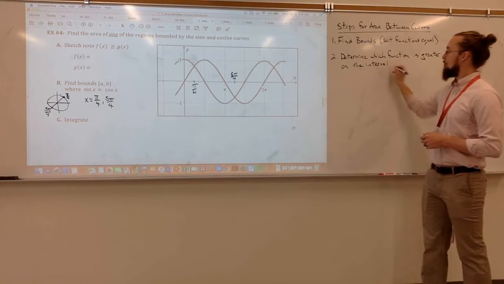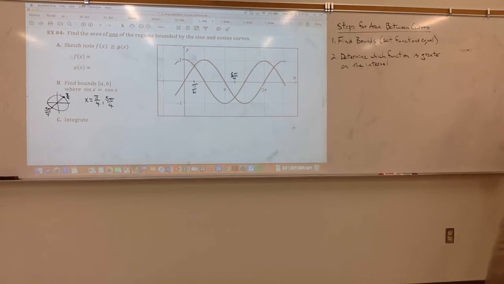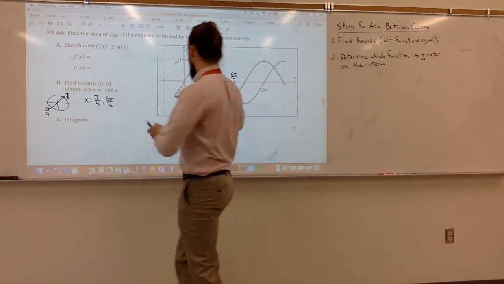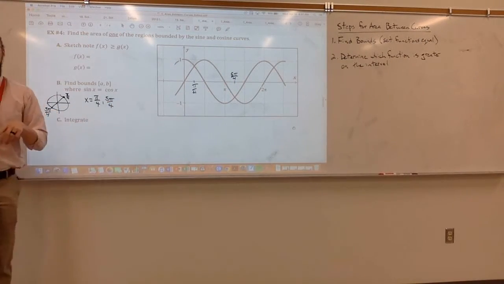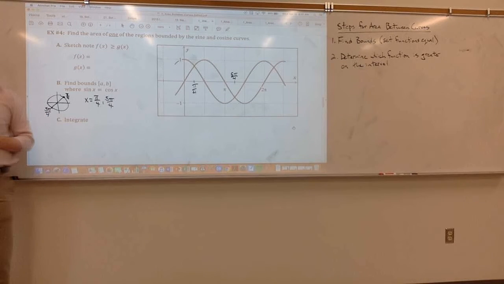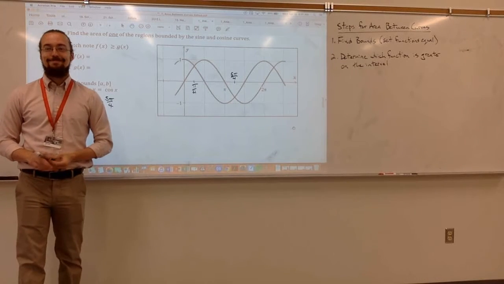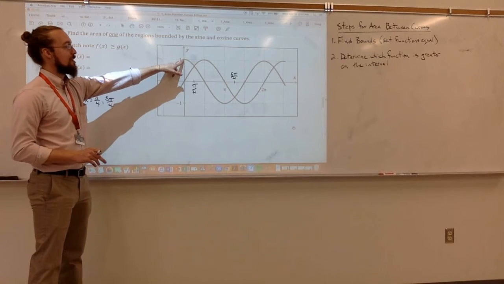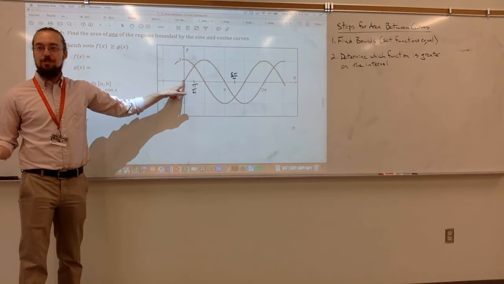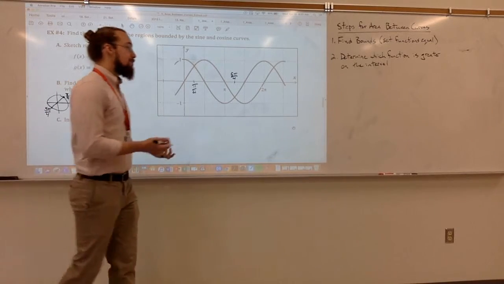So if we have a graph, that should be pretty easy to do. And so which of these functions is which? Which one's sine and which one's cosine? Do we know the parent functions for sine and cosine here? What those look like? Yes, but they start in a different spot. Cosine's the one that starts at 1. Sine's the one that starts at 0.